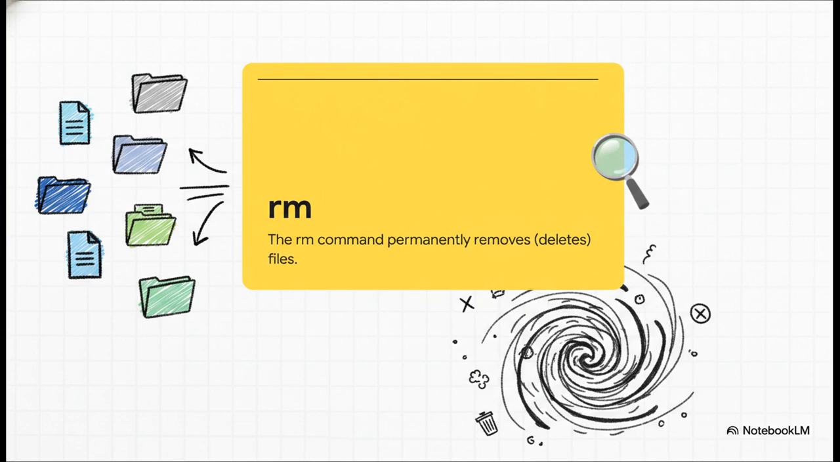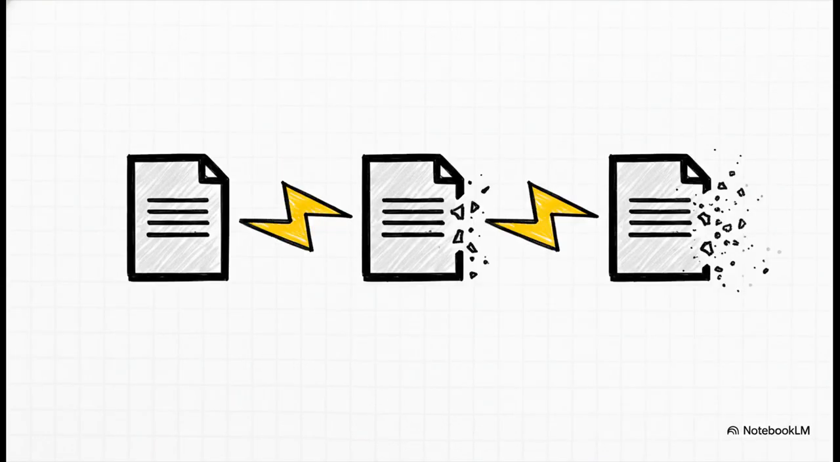Okay, this is rm, which stands for remove. Its job is brutally simple. It permanently deletes files and directories you don't want anymore. Think of it as the ultimate cleanup crew for your digital space, getting rid of old drafts and projects you're done with. And using it on a single file couldn't be easier. You just type rm and then the name of the file, like rm file.txt, and that file is gone.